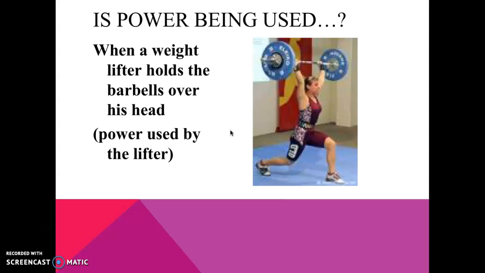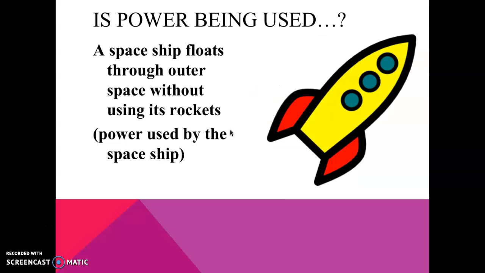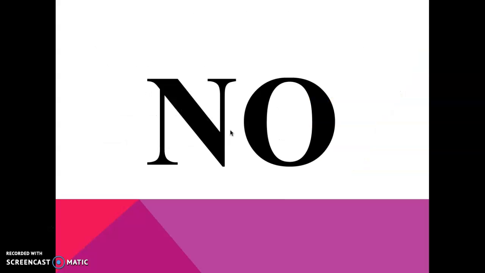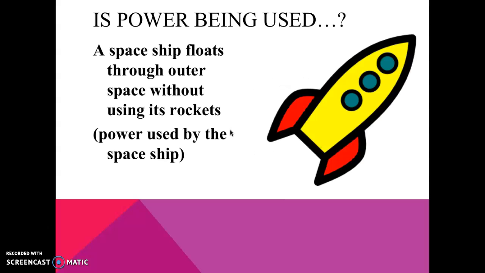When a weightlifter holds the barbell over his head, is power being used? No, it is not being used because the barbell is just sitting there, so the barbell is not traveling any distance, so work is not being done, so thus power isn't occurring. What about a spaceship floating through outer space without using its rockets? Is power being used? No, there's no work being done, so thus power is not being used.